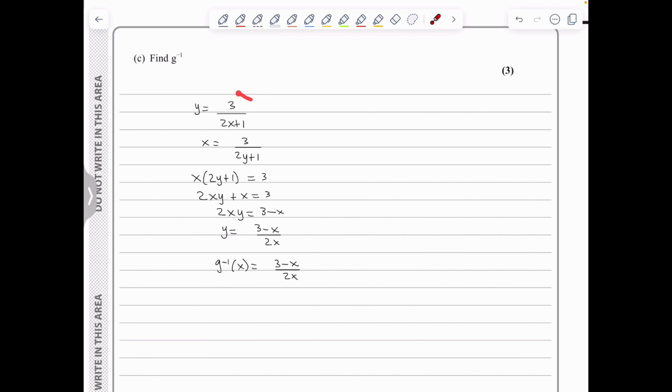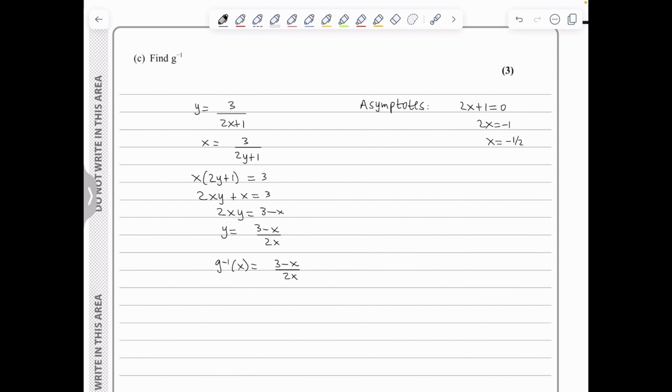So if I consider y is 3 over 2x plus 1, the first thing to do is consider asymptotes. So we know that when the denominator is 0, we've got a math error, we've got division by 0. So at 2x plus 1 is equal to 0, we've got an asymptote. So 2x is -1, which means that x is minus a half is the vertical asymptote.